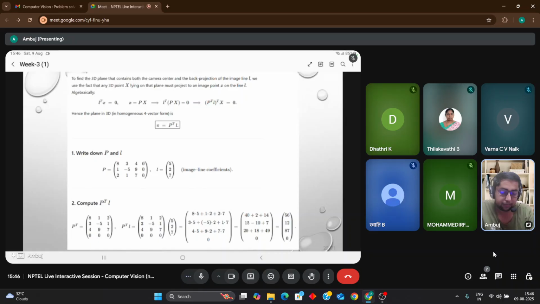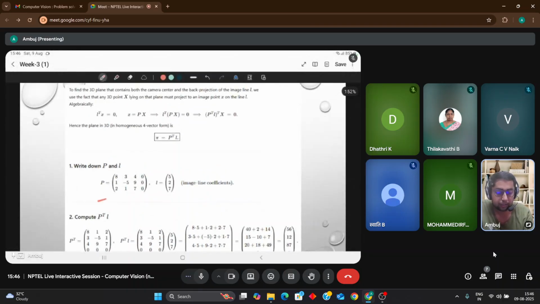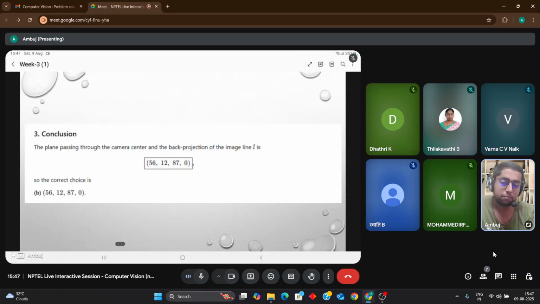The matrix P has already been given to you, and L has also been given. You interchange the rows and columns of P to get P transpose, then calculate P transpose L, and you get the vector 56, 12, 87, 0. So the conclusion is that the plane passing through the camera center and the back projection of the image line L is (56, 12, 87, 0). That is your correct choice.